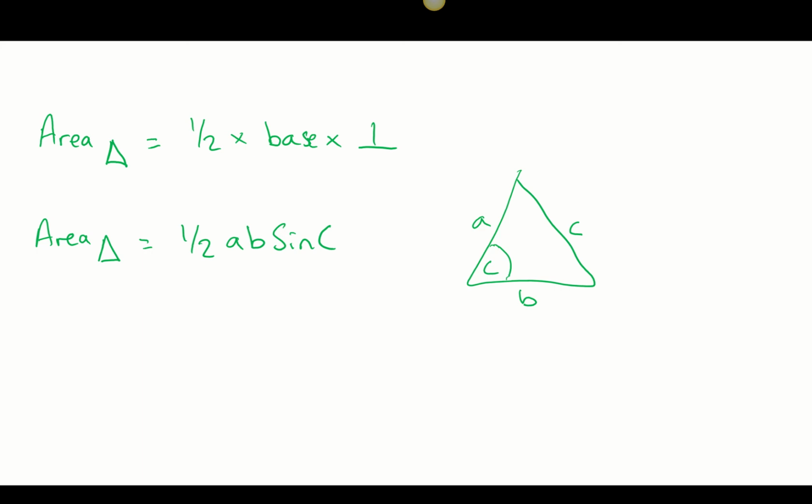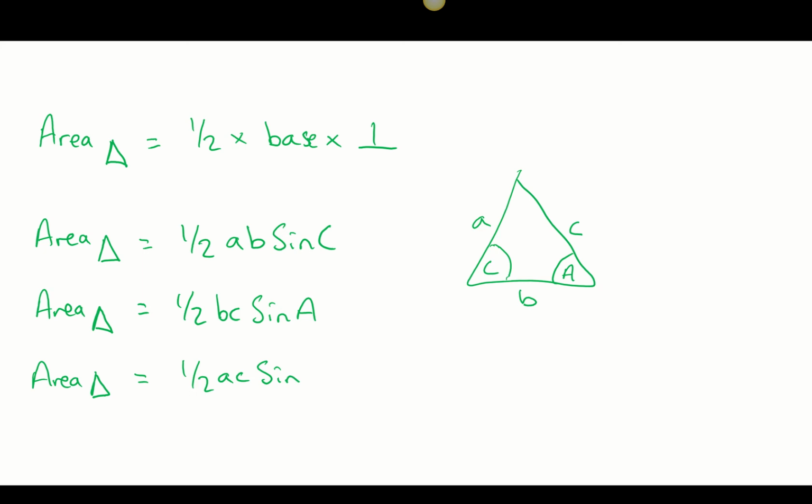If you wanted to change that around, say you wanted to get the area of a triangle using other sides, say a half BC. There's B and C, and that would be the angle A because it's opposite the side A. So you'd have half BC sine A. And then finally, if you wanted to get the area using the remaining ones, it would be a half AC sine B, because A and C would make up the angle B, which is opposite the side B. There it is there.